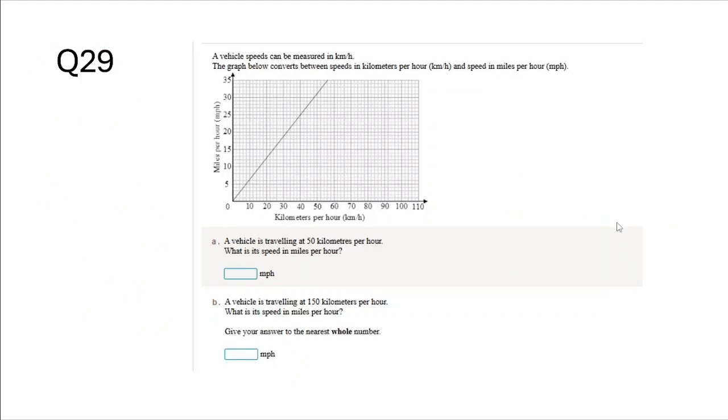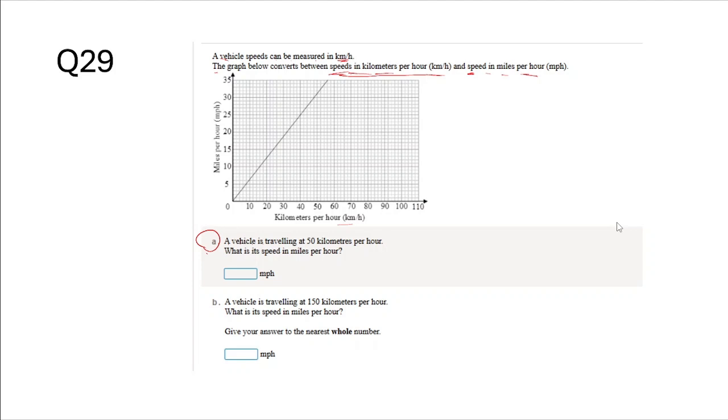So question number 29. Question number 29 says a vehicle speed can be measured in kilometer per hour. The graph below converts between speeds in kilometer per hour and speed in miles per hour. So this is the speed in kilometer per hour, and this is the speed in miles per hour.